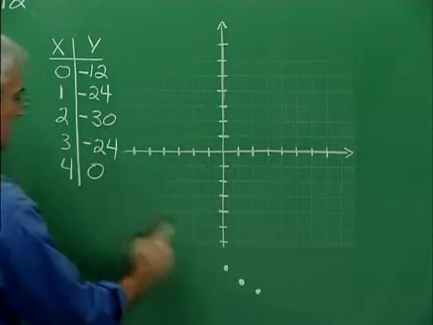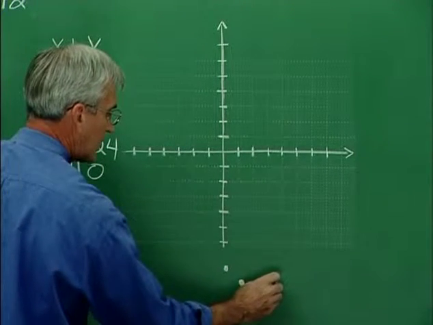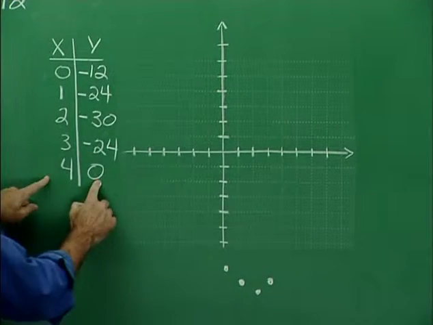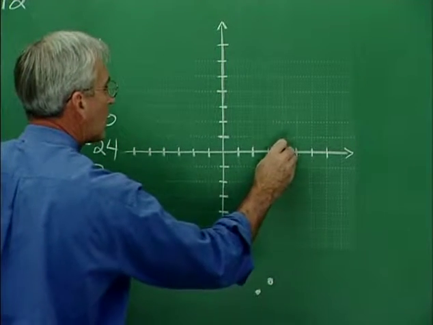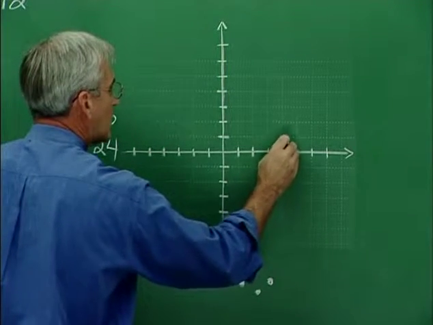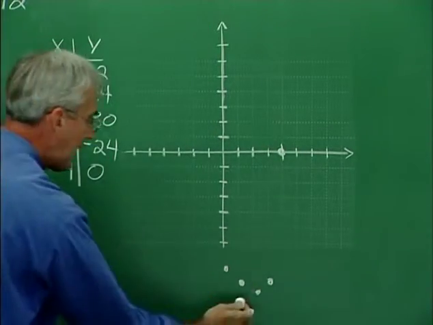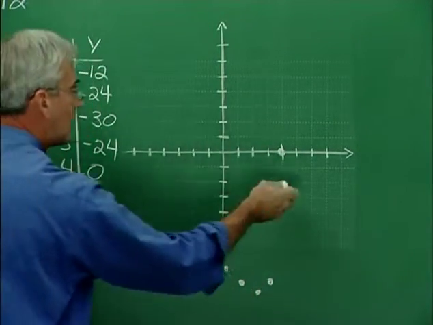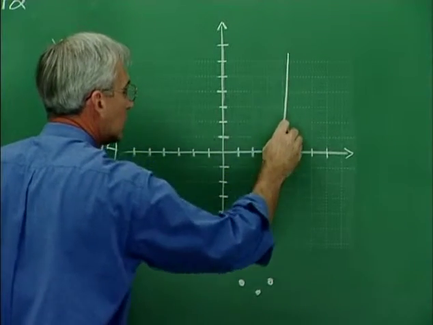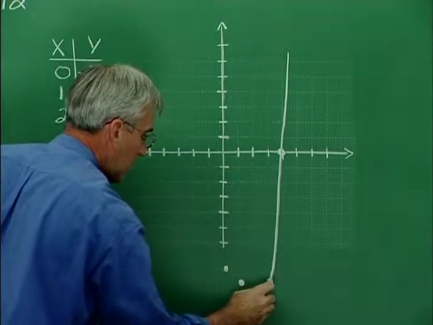And then 3 goes to negative 24. We're back up to this point, you see. And then 4 goes to 0. And this graph then is kind of blasting off in this direction. So it goes way down here and then it's sort of coming back up. The graph looks like this so far.